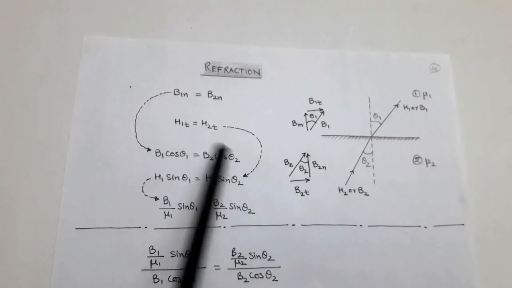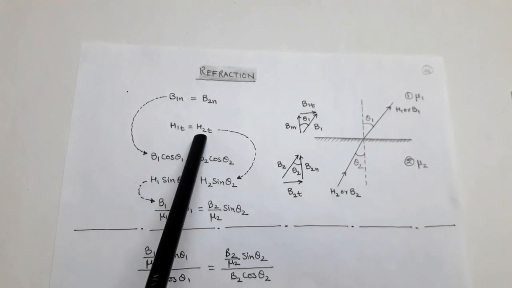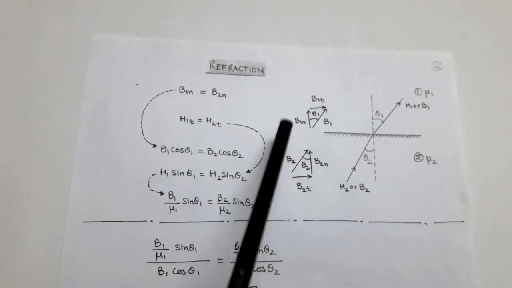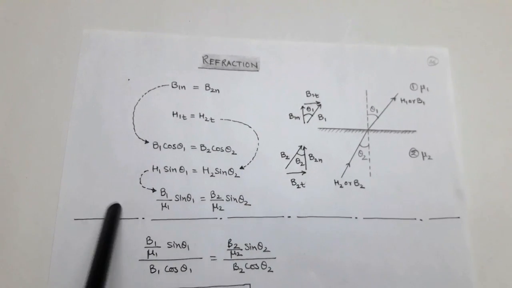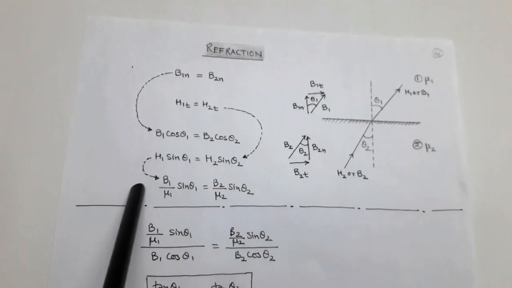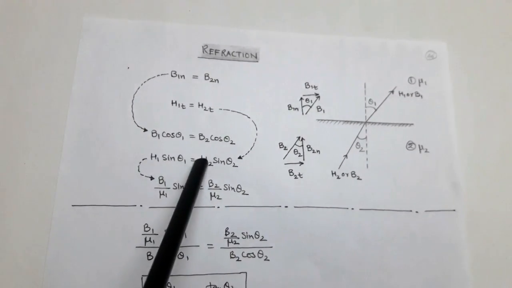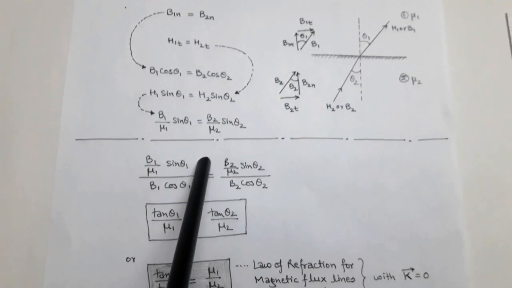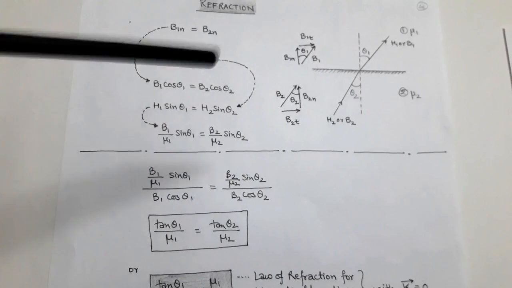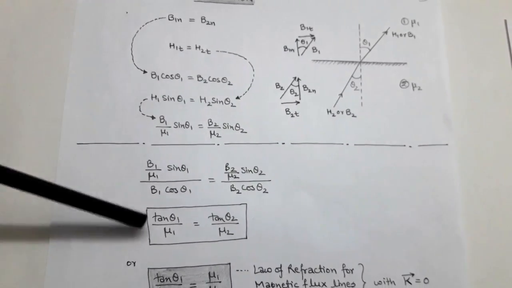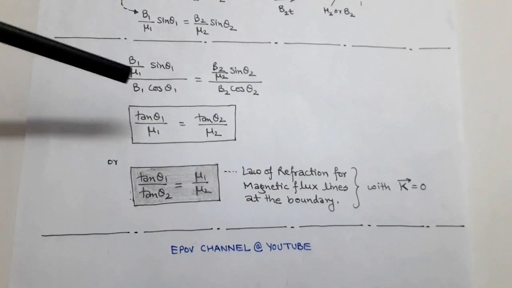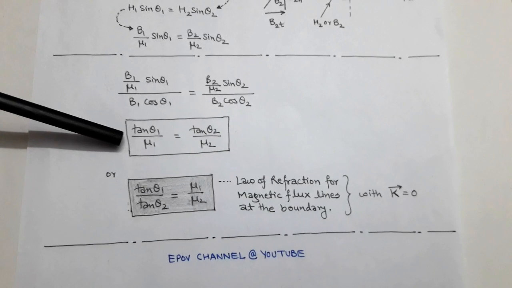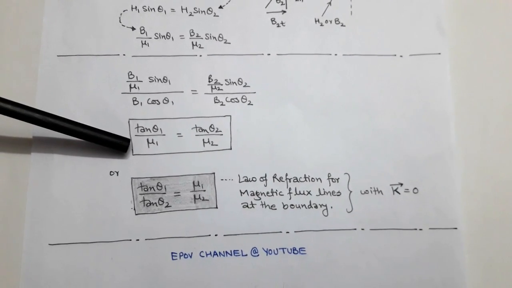Similarly, we can write the tangential component of H in terms of theta 1 and theta 2. So H1t equals H1 sin theta 1 and H2t equals H2 sin theta 2. In place of H1 we can write B1 upon mu1 and in place of H2 we can write B2 upon mu2, because we know that B equals mu H. From here we take a ratio, sin theta 1 upon cos theta 1, that is tan theta 1. B1 is cancelled here and B2 on the right side is cancelled. So we get tan theta 1 upon mu1 equals tan theta 2 upon mu2.